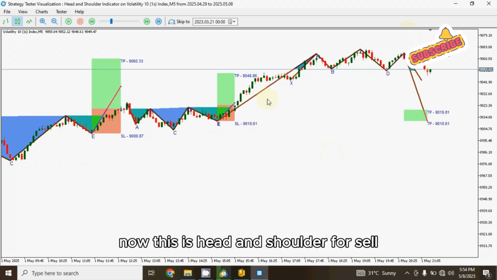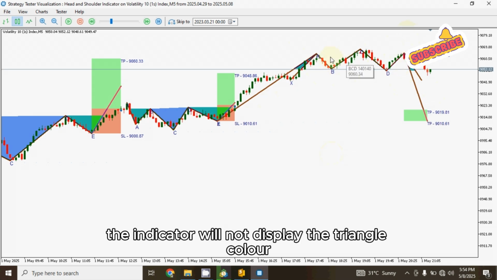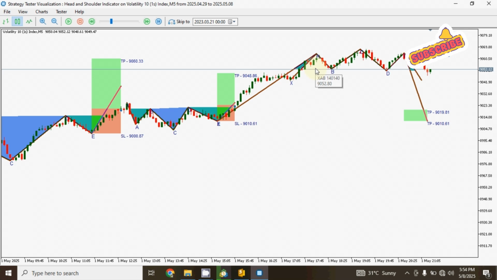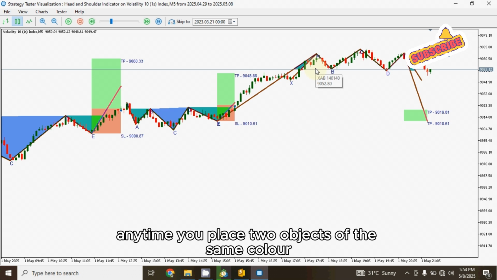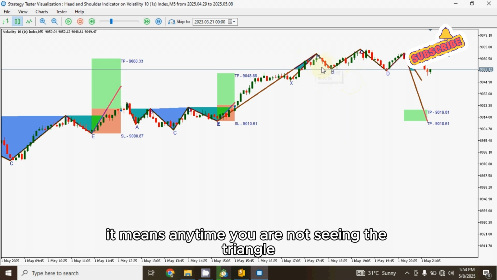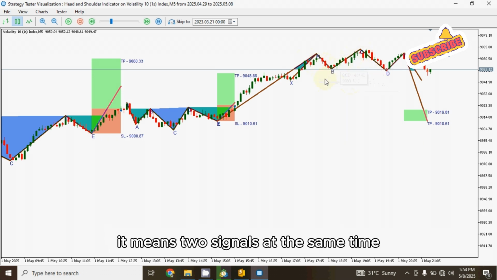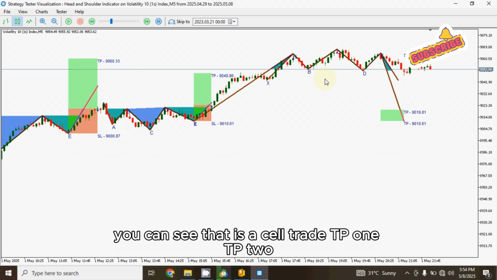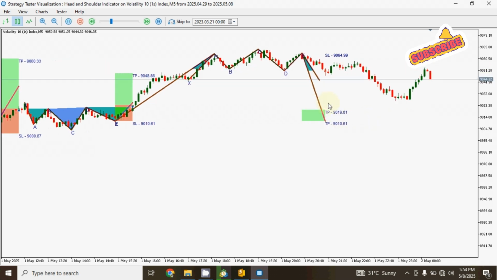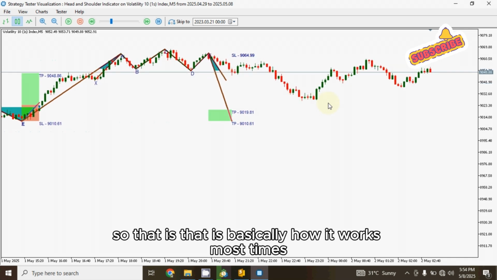Now, this is a head and shoulder for sell. Sometimes the indicator will not display the triangle color, because in MT5, anytime you place two objects of the same color in the same place, they will not show. It means anytime you are not seeing the triangle, there are two signals at the same time. You can see a sell trade with TP1 and TP2, you can see both, right? So that is basically how it works most times.